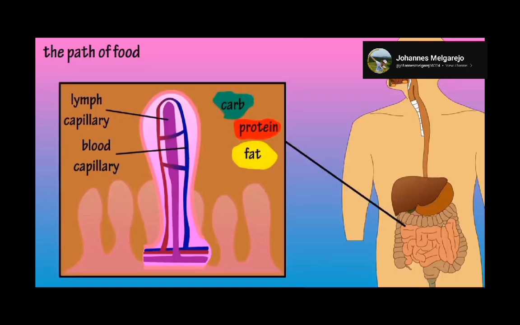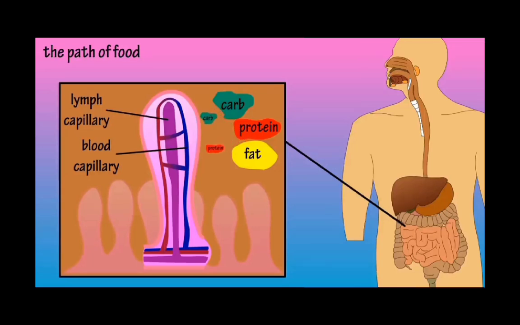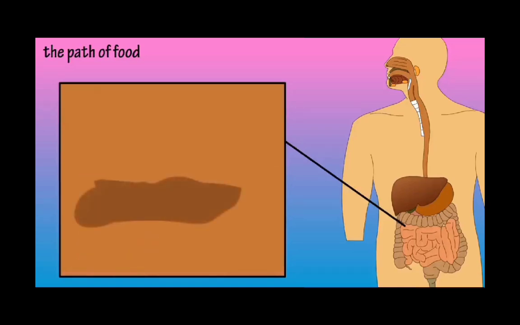Here, glucose and amino acids, or carbohydrates and proteins, as well as other nutrients, are absorbed into the blood capillaries and transported to the liver for processing. Fats are absorbed into the lymph capillary and transported to the liver by way of the lymphatic duct and circulatory system. Once the breakdown and absorption is complete in the small intestine, the waste product that remains from this process is partially digested, liquefied food.